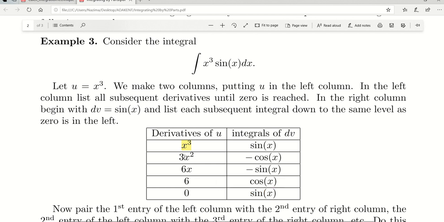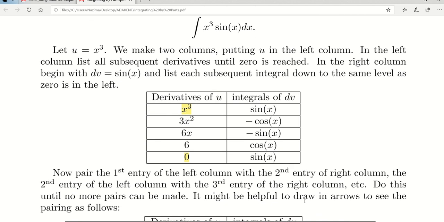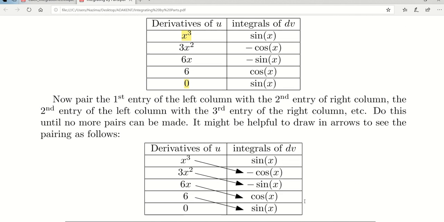Here in this part we take derivatives. The derivative of x to the power 3 is 3x to the power 2, and the derivative of this one is 6x. The derivative of this one is 6, the derivative of 6 is 0. So this goes until we get this 0 here. The aim is getting 0 in the table of u. So until we get 0, we take the integral of the other part. Now, what is our solution?